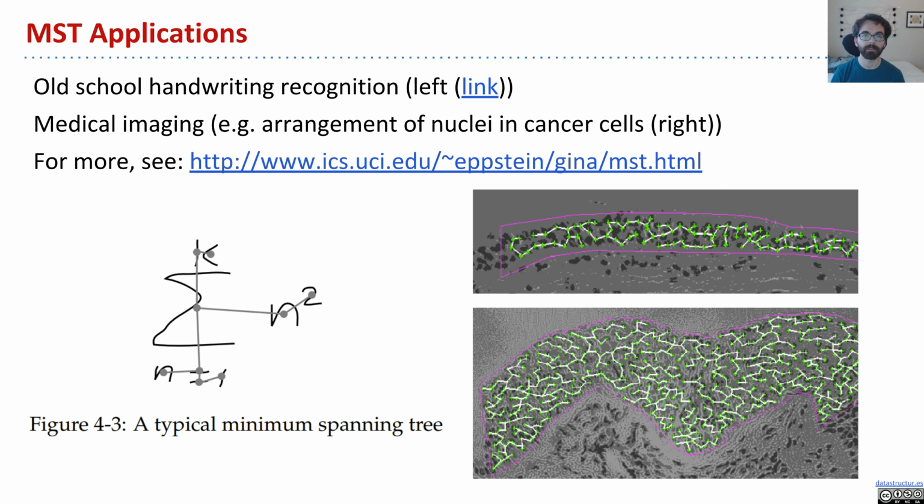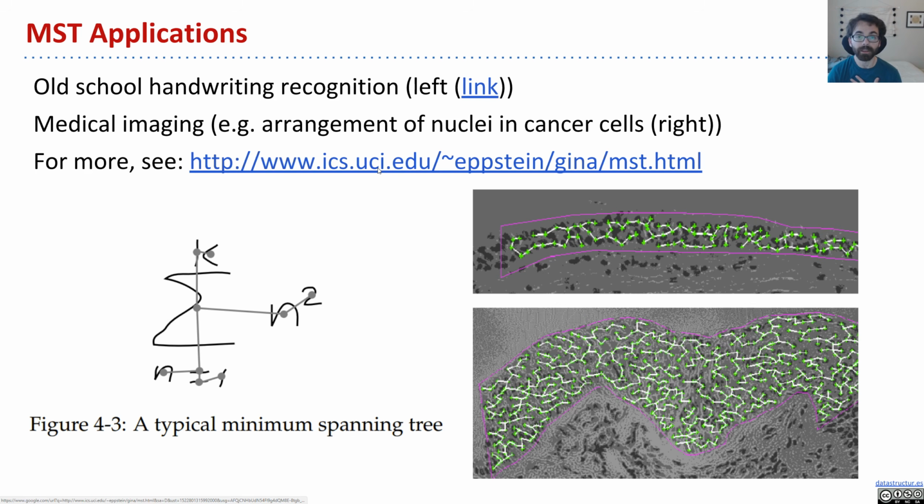Another example is in medical imaging. So here, a bunch of nuclei of cancer cells have been automatically detected, and then the spanning tree computed. And I can imagine the spanning tree acts as a high-level, simple picture of the entire cluster of cells. And so you might ask questions like, what is the average length of the line in the spanning tree? And that type of information might be helpful, but they may use it in some other way.